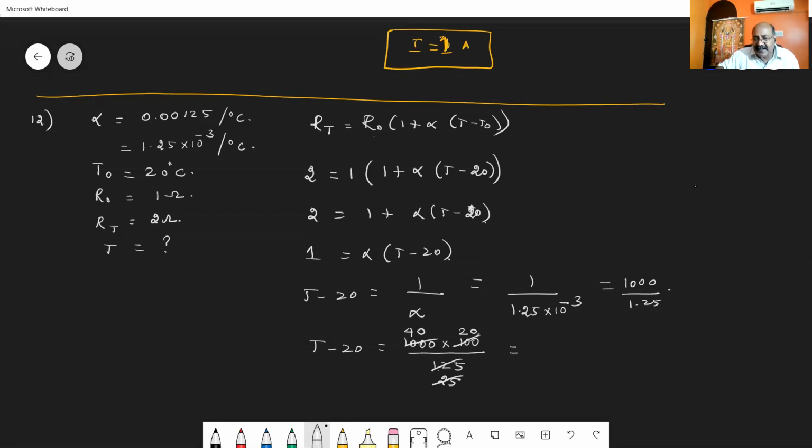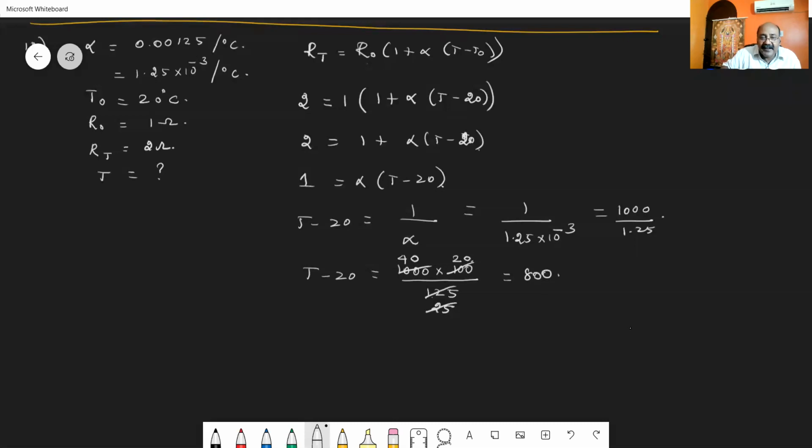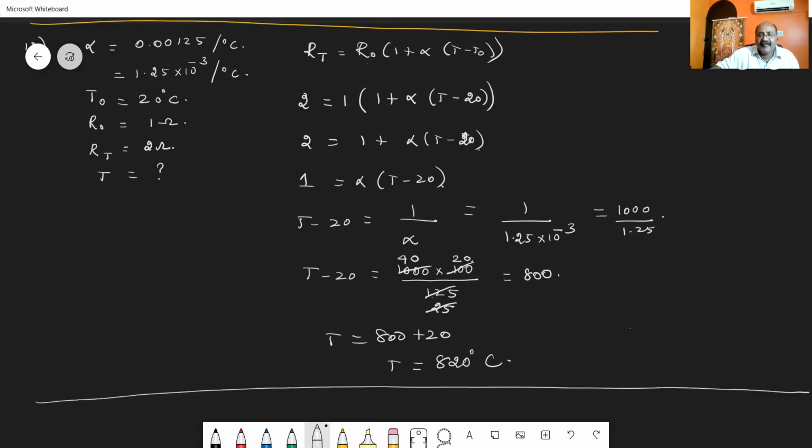So what will be your answer then? 4 into 2, 8 with the double zeros. So T minus 20 is 800. What is the value of T then? Take this minus 20 to the other side, you will be getting plus 20. So T is equal to 820 degree Celsius is your answer. Option D is your answer.